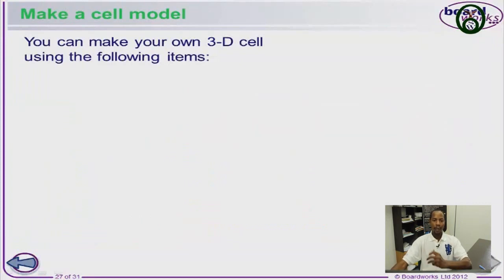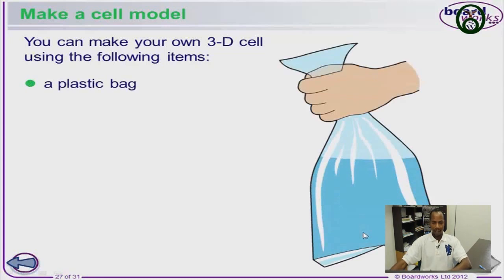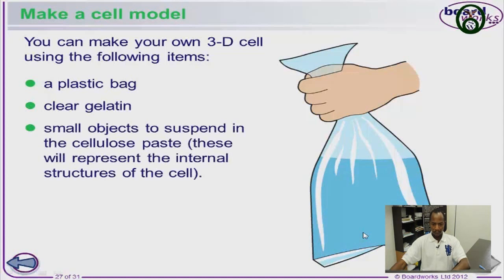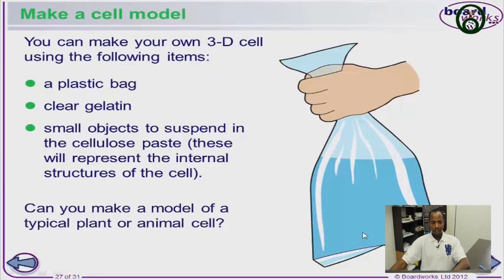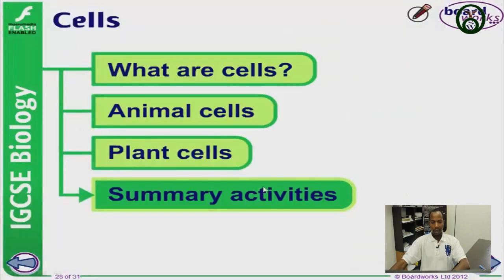Now we make a cell model. How do we analyze a cell in our daily activities? For example, we take a plastic bag and a clear gelatin and a small object suspended in the cellular space. Okay? Then can we make a model of the cell from this? So we can do this at home as an activity and make a model of the cell. Now let's take a look at what we have.